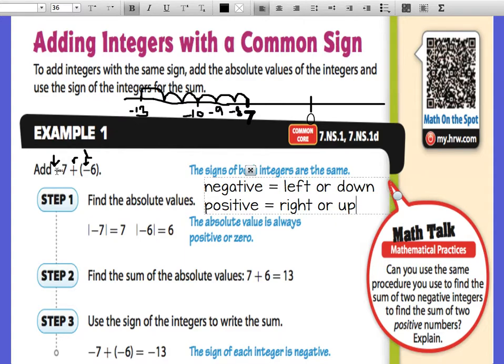So again, this tells me I'm starting 7 below 0, and then I'm going to add, but when I add, I'm no longer going to the right. I have to go to the left because of this negative sign, 6 spaces. All right, so that's what's happening on a number line when we do this.